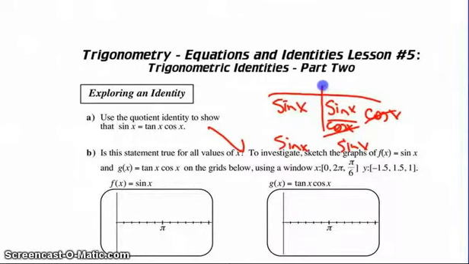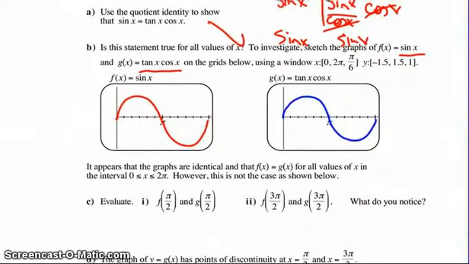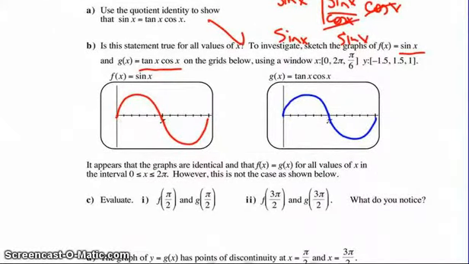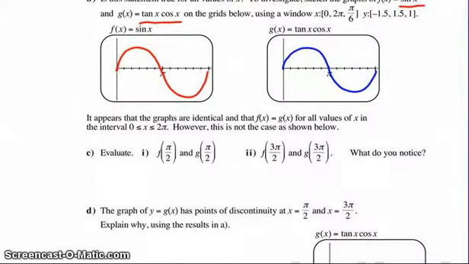If we investigate the graphs for f of x equal to sine x and for g of x equal to tangent x times cos x, look closely and see what you see. As you can see, when you graph those two, you think you get exactly the same graph. But let's investigate a little deeper. Look at what f at pi over 2 and g at pi over 2 are, and see what the exact values are when you plug them into your calculator.